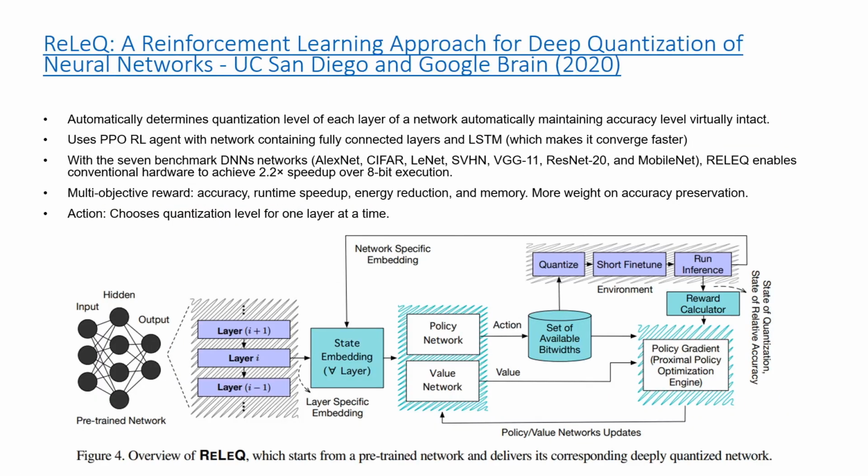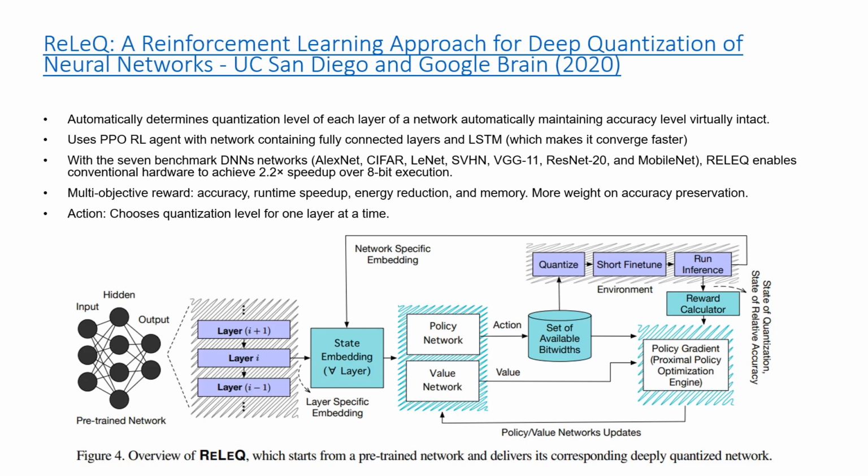In this paper, Google Brain and UC San Diego present ReLeQ, which is a reinforcement learning approach for deep learning quantization, and they automatically determine the quantization level of each layer, maintaining the accuracy of the network. They also use PPO as the reinforcement learning agent, with networks containing fully connected layers and an LSTM for faster convergence. And the networks that they try are AlexNet, LeNet, VGG, ResNet, MobileNet, and others. And they have a decent speedup over conventional hardware and also over accelerator hardware.